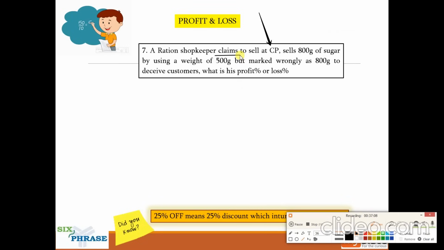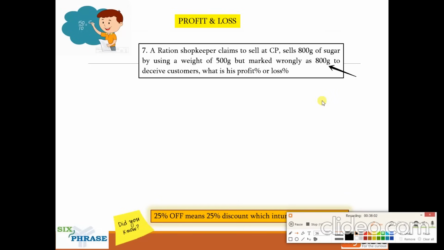The ration shopkeeper says he is selling at cost price, or in other words, what he is saying is he is not making any profit. That is his claim. But we'll see if his claim holds good. Now, he sells 800 grams of sugar by using a weight of 500 grams. See, this is where the claim part is doubtful. You doubt this claim, right? Because he uses a 500 grams weight, but marked wrongly as 800 grams. The shopkeeper knows it is a 500 grams weight, but the buyer sees it as how much? He sees it as 800 grams weight only, because on the top of the weight it is marked 800.